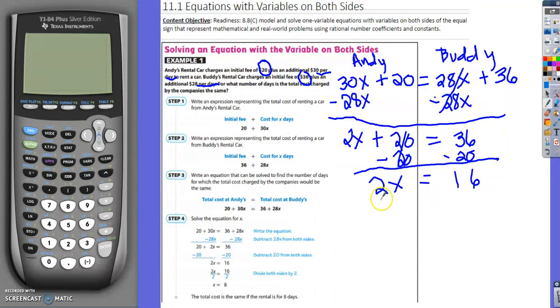Now the 2 and the x are multiplying. The inverse of multiplication is division. We're going to divide both sides by 2. So this is going to cancel out and make 1x. But in algebra, you don't write 1x, you write x. 16 divided by 2 is 8. So it's going to take 8 days before both Andy and Buddy are charged the same. Okay, let's go to the second example.